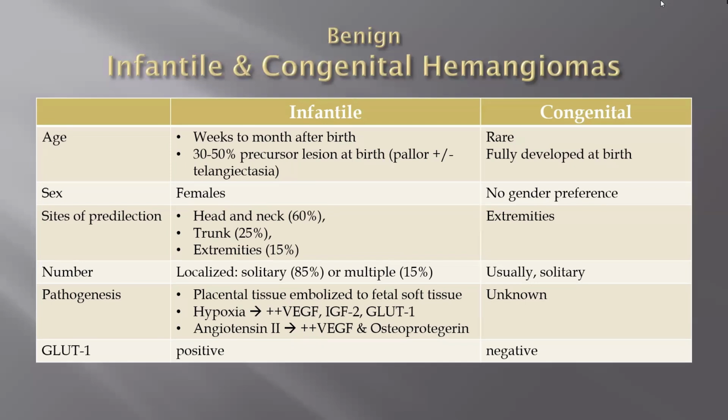The number of infantile hemangiomas is usually solitary and localized, or multiple in 15% of cases, and segmental lesions may be present. In congenital hemangiomas, they are mostly solitary unilateral lesions.